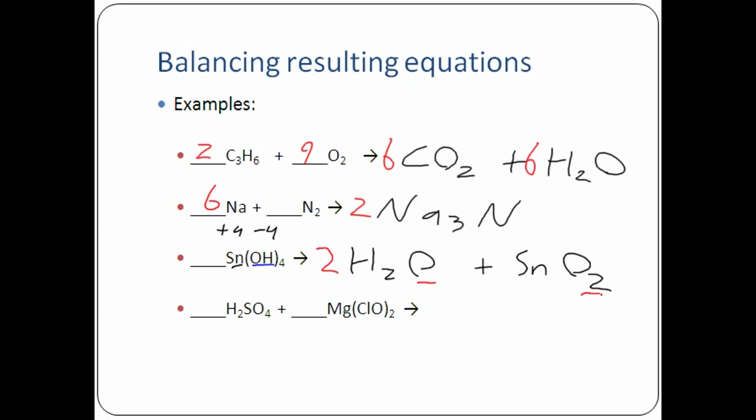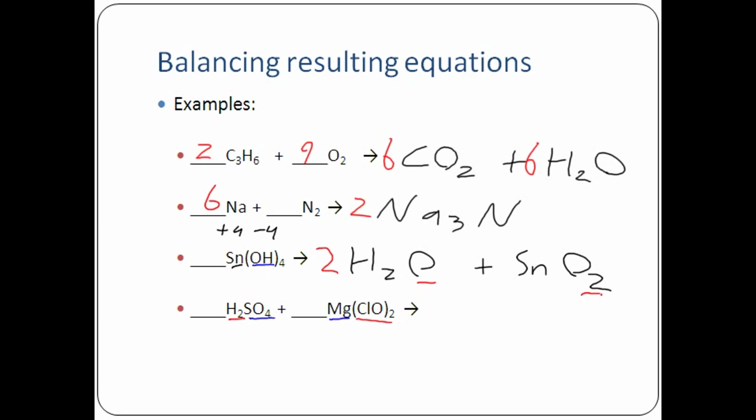Our next one, H2SO4 plus Mg(ClO)2. Sulfuric acid plus magnesium hypochlorite. And so in this case, it's compound plus compound. This is going to be a double displacement reaction. They're just going to switch spots on us. And so that means that the cation on the first one wants to go with the anion on the second one, and the cation on the second one wants to go with the anion on the first one.